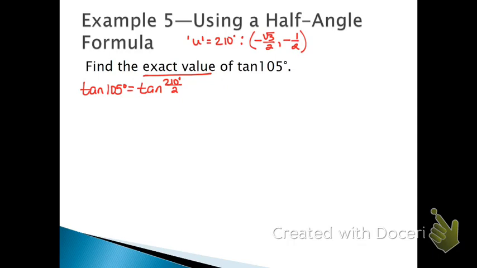Very good. Alright, so now we're able to find that exact value. This is my tangent of U over 2, gentlemen. So, which formula am I going to use? There's two of them to choose from. They're side by side.